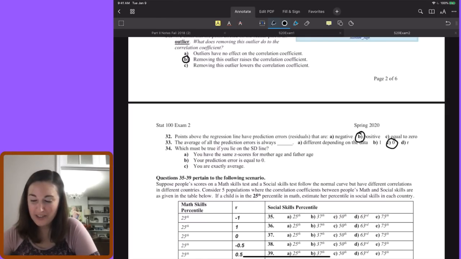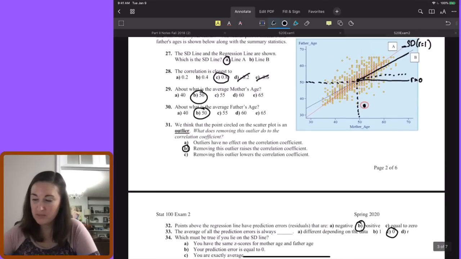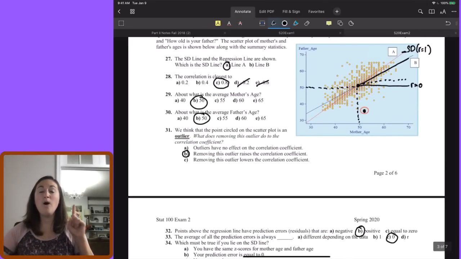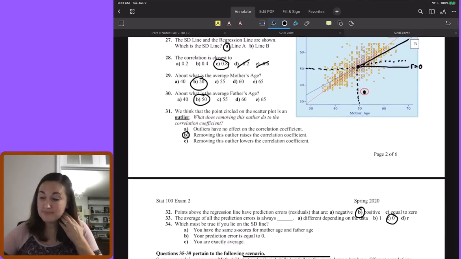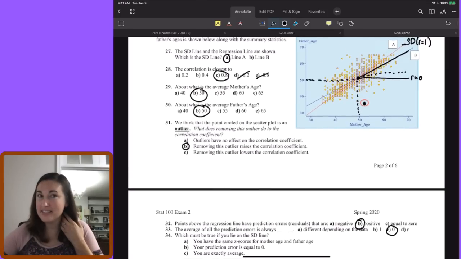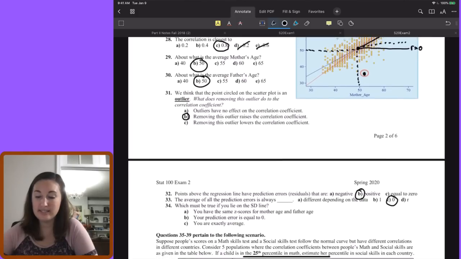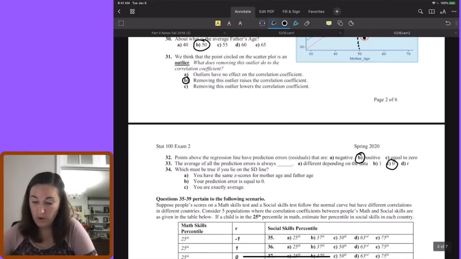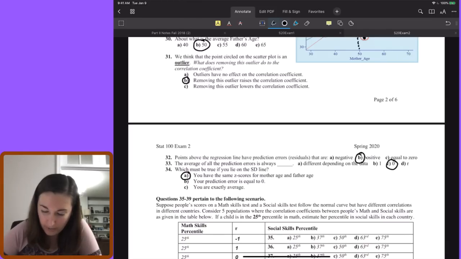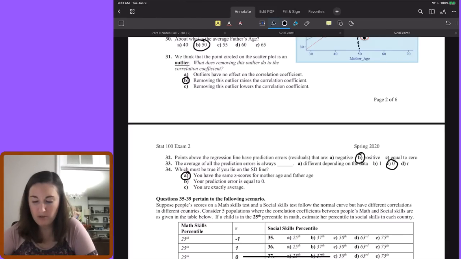What must be true if you lie on the SD line? So I guess there's a couple things that must be true if you're on the SD line. One is that if all the points are on the SD line, then there must be a perfect correlation. If just one point is, then that means that that person has the exact same z-scores. So I think the only one is A, right? Yeah, you have the exact same z-scores for mother and father age.